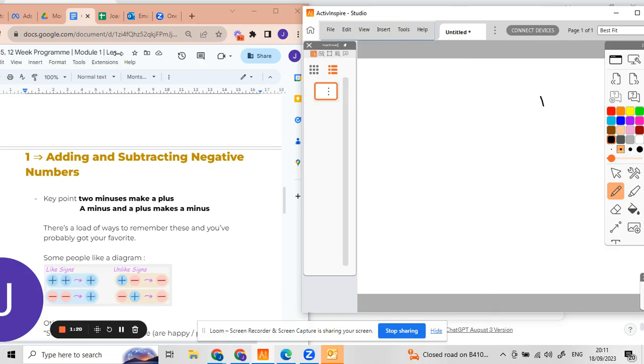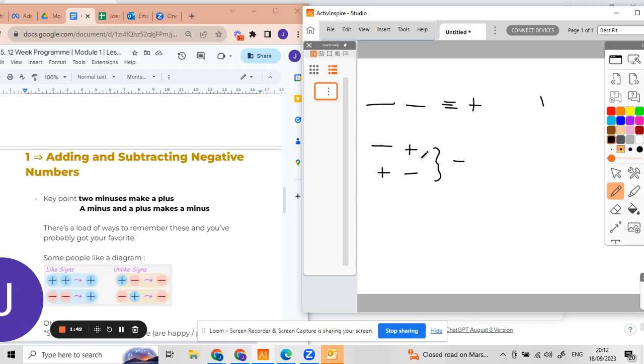There we go. Right, so if you see two negative signs next to each other, you can basically replace that with a plus. It's directly equivalent to a plus, okay? Whereas a minus and a plus makes a minus. So whether you have a minus and a plus in that order or a plus and a minus in that order, that is the same as a minus.